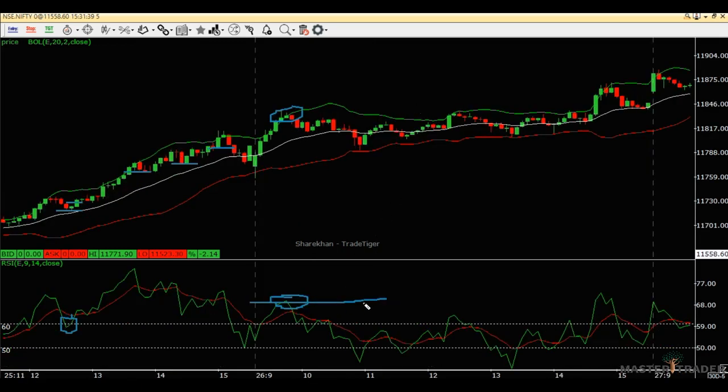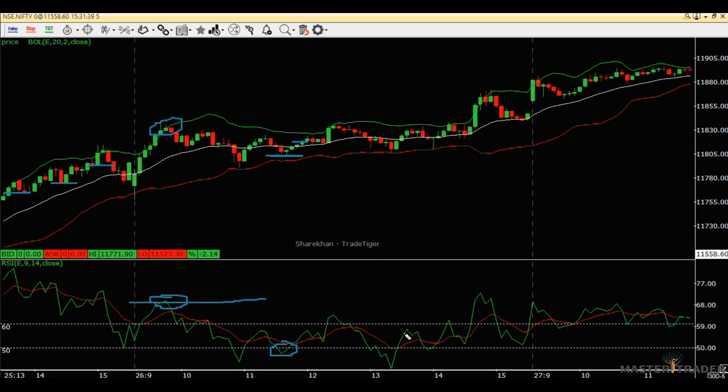Okay, now in fact, if you see here now, RSI is taking support at the 40 level, and price is also, you know, near the middle band or the lower band. Okay, and we can enter anywhere here, stop loss below this, and we can book our profit.